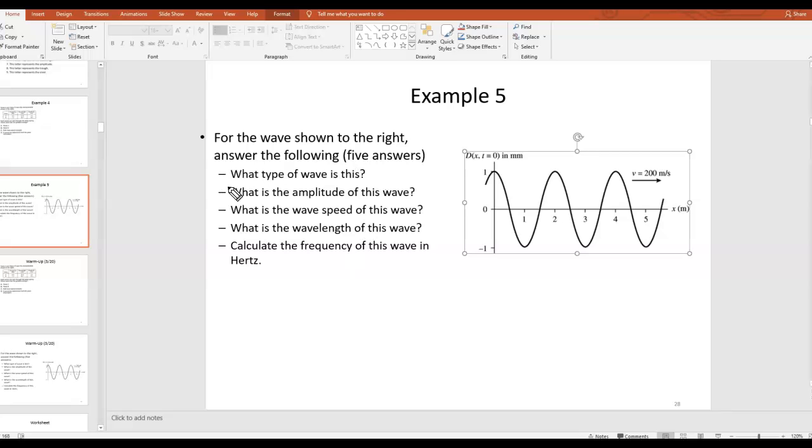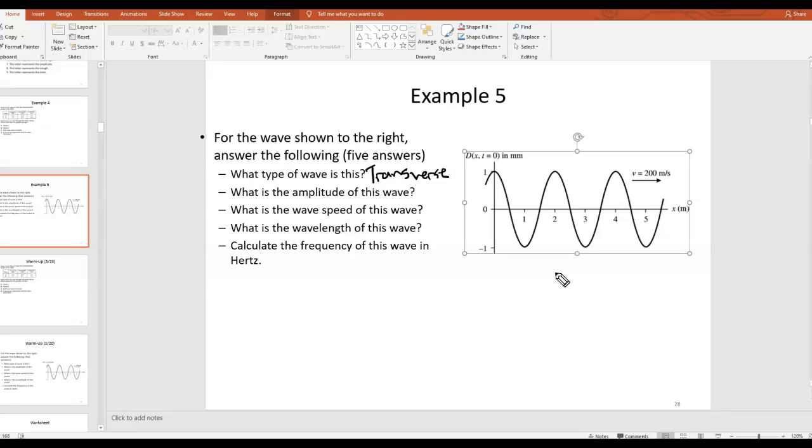Okay, so what type of wave is this? Well, this is a transverse wave. We can tell that right away just by looking at it. Remember, most waves are transverse waves. In a transverse wave, the particles are moving perpendicular to the direction of the wave. So here the wave is moving to the right. We can tell that because there's an arrow going to the right, but the actual particles are moving up and down. And just from the shape, we can recognize this as a transverse wave.